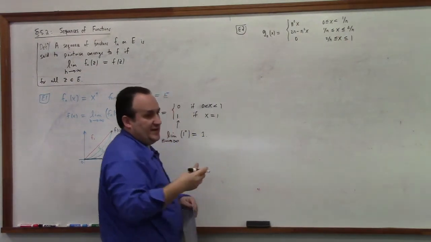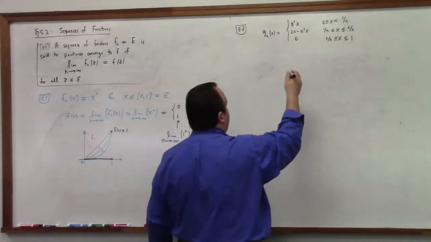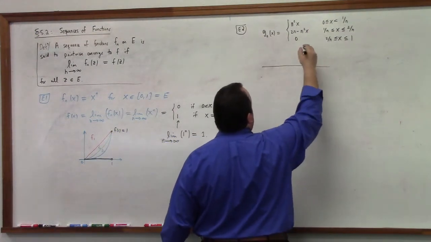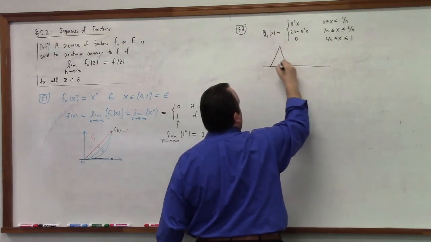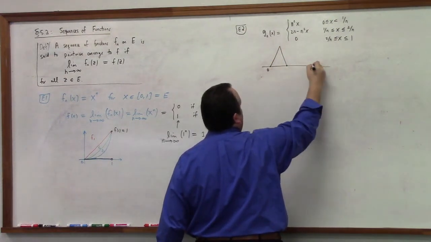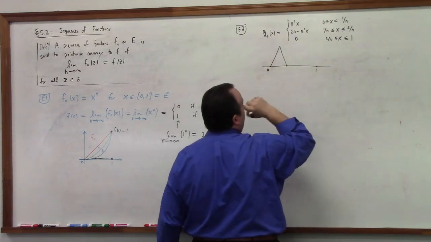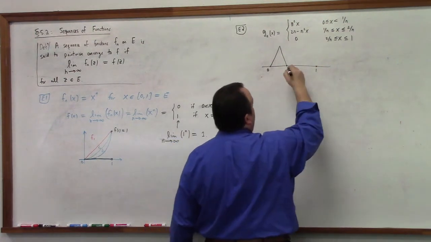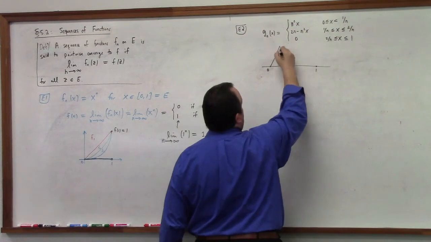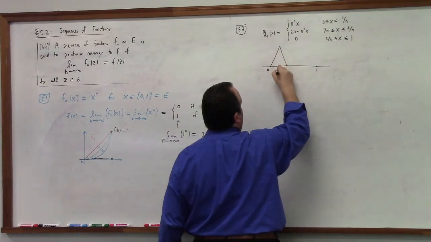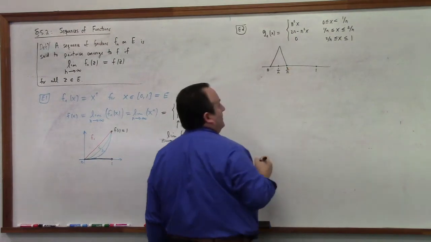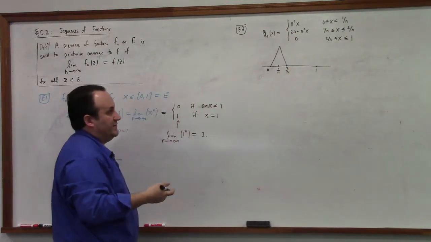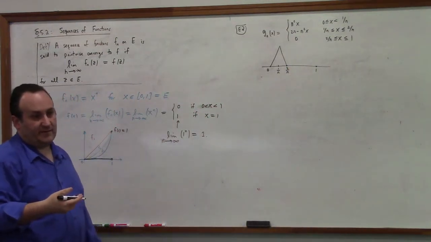And so this is what it is, it's a triangular spike, basically. We're going something like this. So here's 0, here's 1, and the top of the triangle is at 1 over n, right? This over here is 2 over n. And so this is what the graph of gn of x looks like, right?